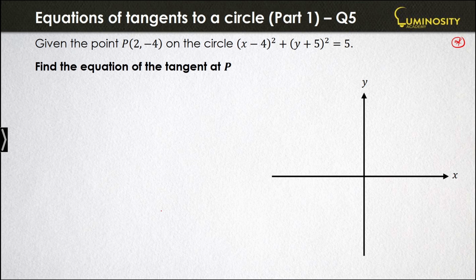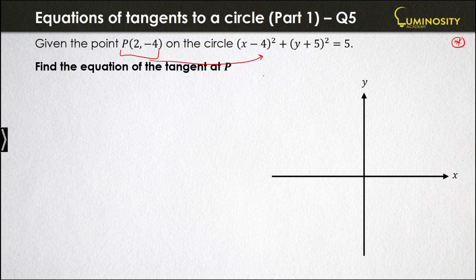Given the point P(2, -4) on the circle (x - 4)² + (y + 5)² = 5, we want to find the equation of the tangent at the point P. First of all, I always like to check if the information I'm given makes sense.